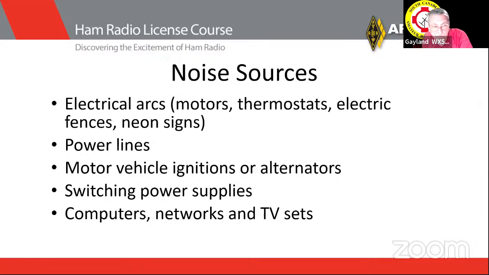Remember, lots of sources of noise, anything electrical, motors, so on, signs, fences, power lines, the list goes on and on. Remember, those might be sources of noise to you.